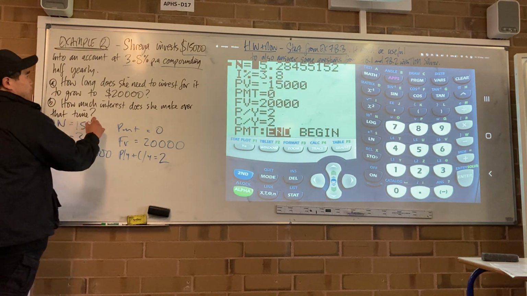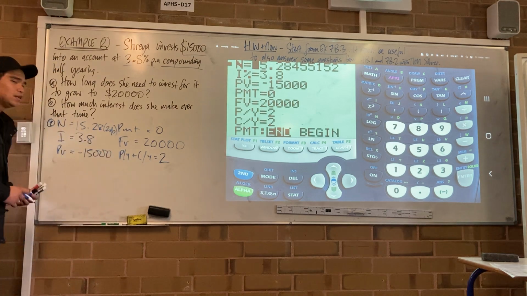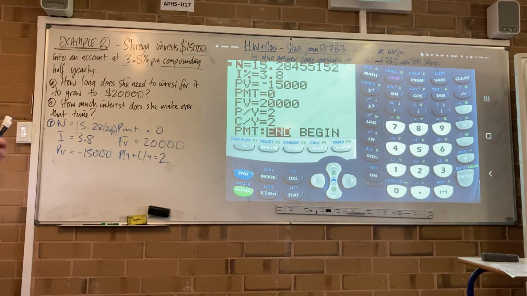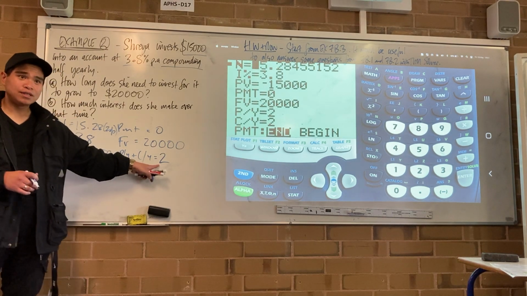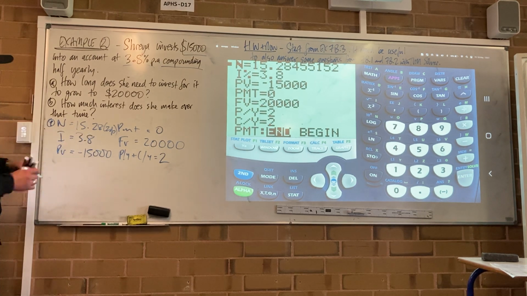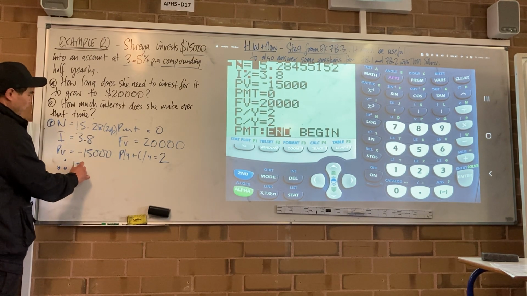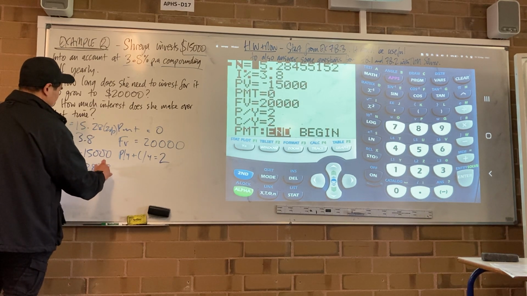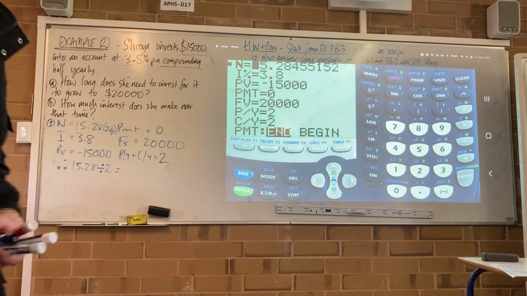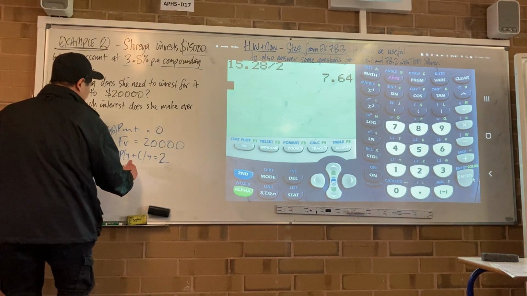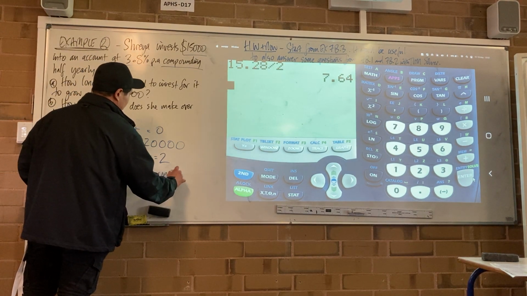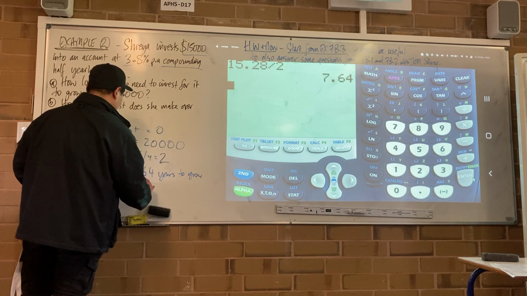I get 15.28, rounded to 2 decimal points. Now my question to you, is that saying it's 15.28 years that it'll take? No, it's 15.28 half years. Because N depends on what PY is. So therefore, 15.28 divided by 2 equals, if you want to be like a hacker or something, you can do it in your TVM solver, but I suggest you go second quit to go back to the calculator. 15.28 divided by 2 is going to take 7.64 years to grow to 20,000.